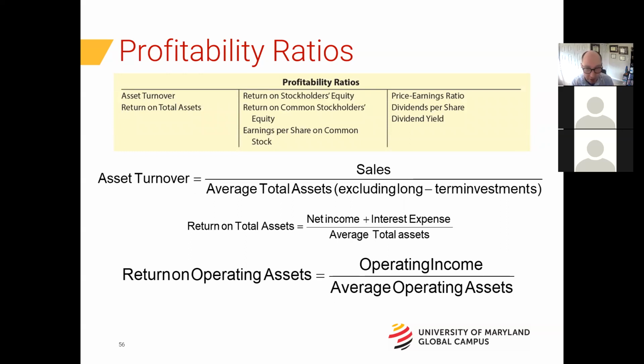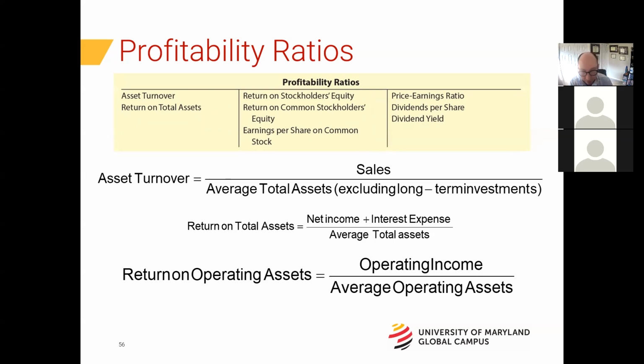Return on total assets, another ratio. Net income plus interest expense divided by average total assets. Net income is found on the income statement. Interest expense is found on the income statement. That is divided by average total assets: beginning balance plus ending balance divided by 2 to get average total assets.